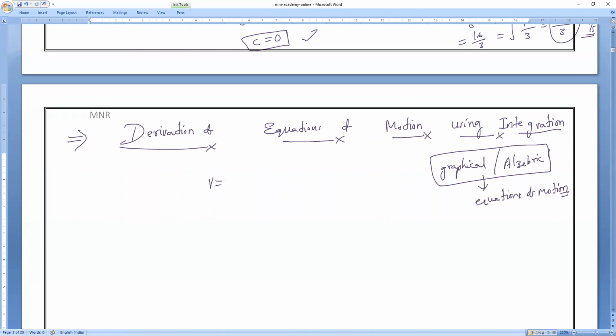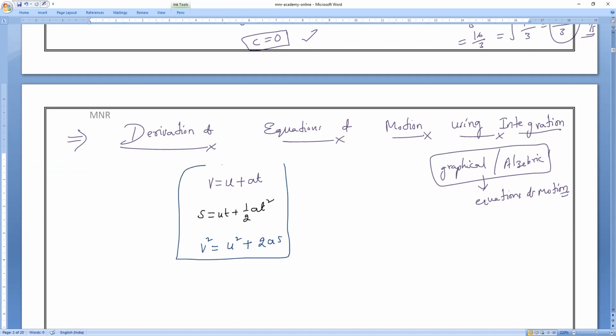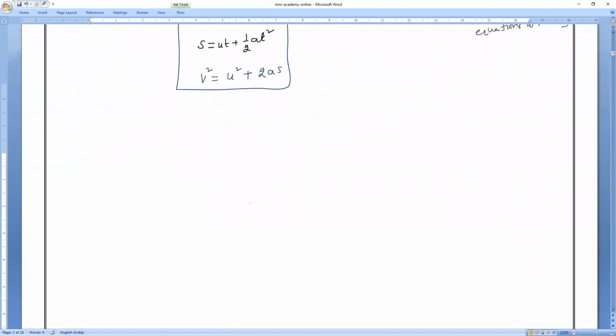So let us write the equations of motion. What are the equations of motion? First equation, v equals u plus at. Second equation, s equals ut plus half at square. Next, third one, v square is equal to u square plus 2as. These are the three equations of motion. Yes, everybody knows. Yes or no?